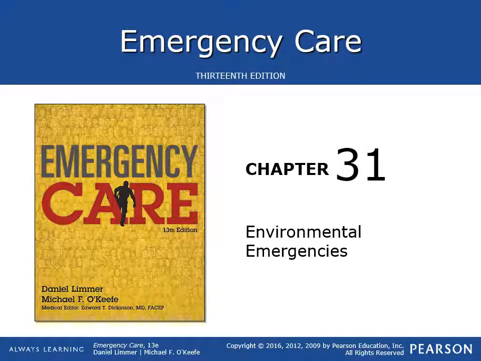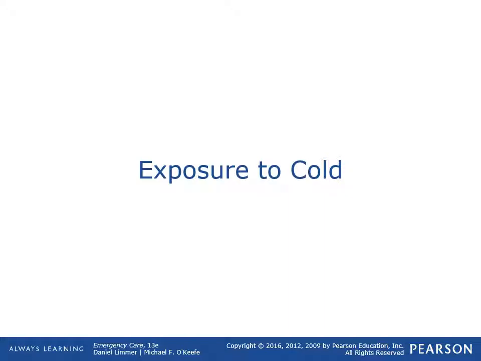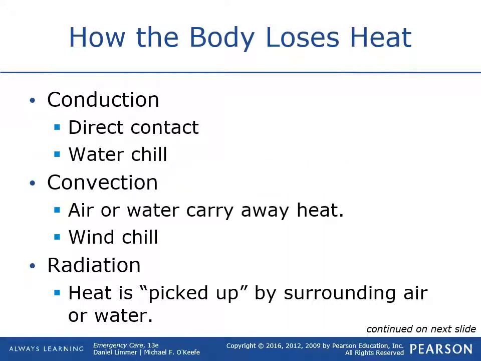Chapter 31 covers environmental emergencies, beginning with exposure to cold. There are multiple ways that the body will lose its heat, inducing hypothermia. First is conduction: basic direct contact, being in water, or sitting on a cold surface. Next is convection, where air and water carry the heat away from the body.